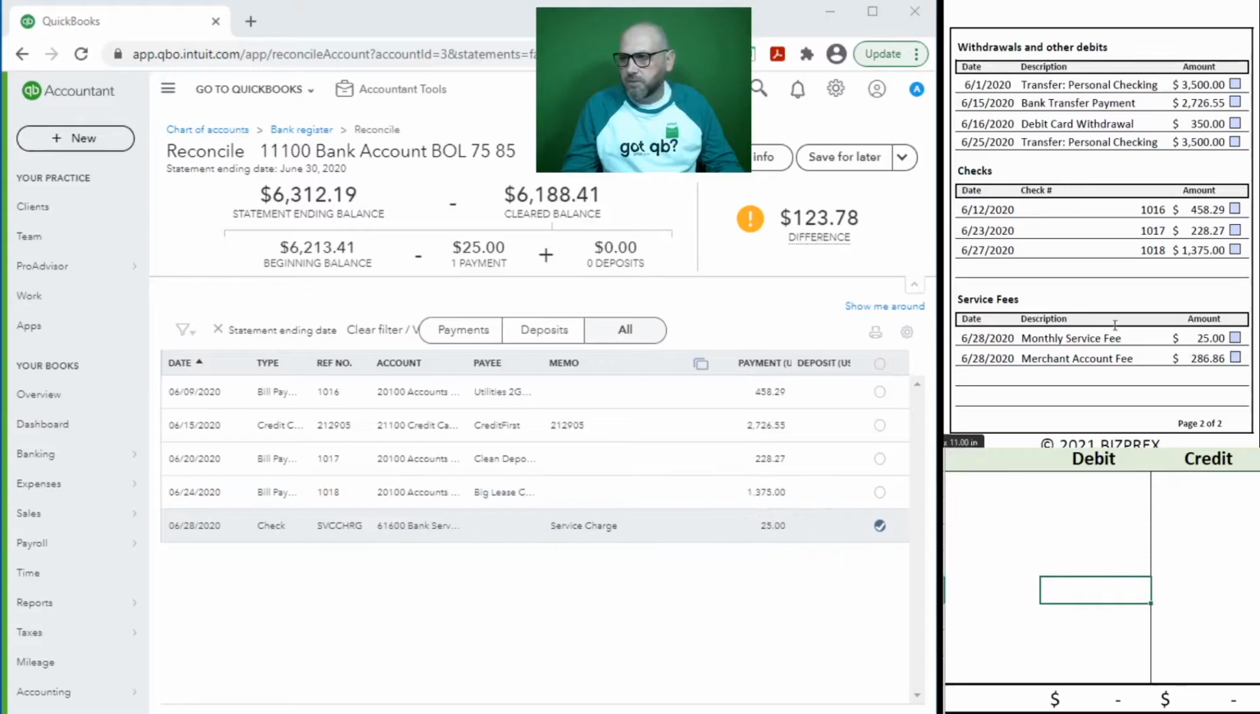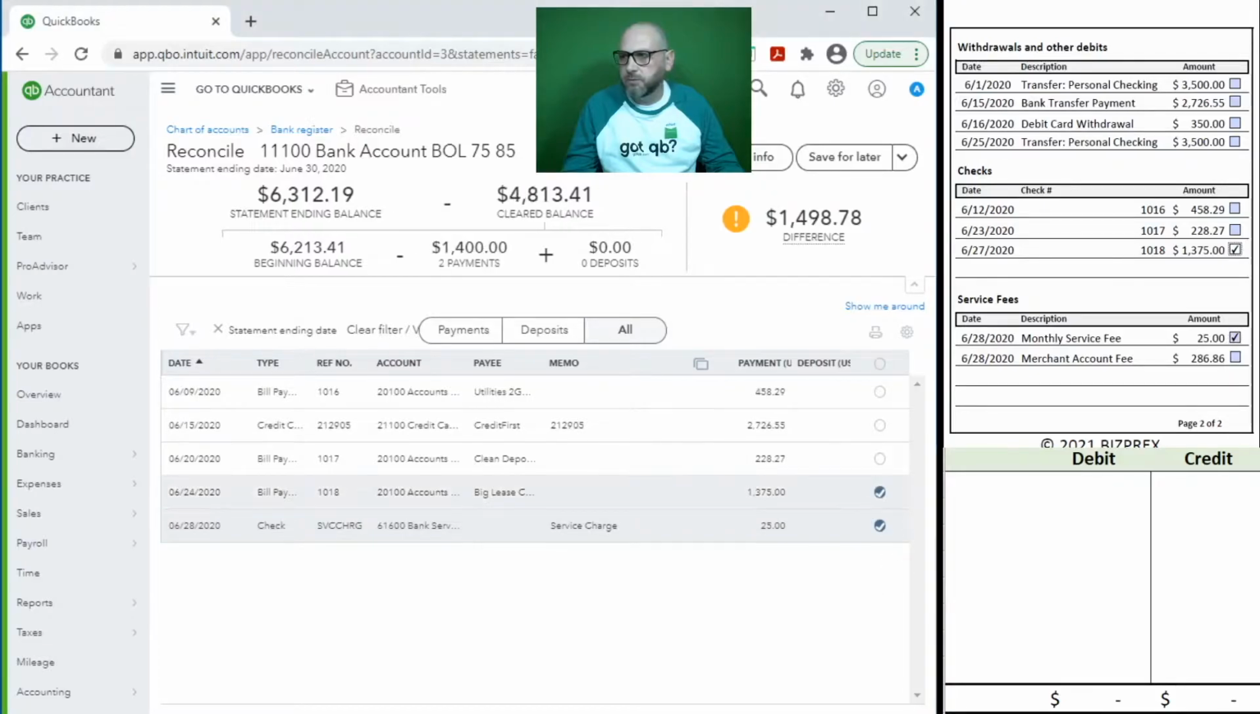Okay, we can see $25 right here. We can mark that off. What else do we see? We see our checks, right? Makes sense. We booked those. What else? We have the bank transfer when we paid our credit card, remember? So we can mark that off. What else do we have?